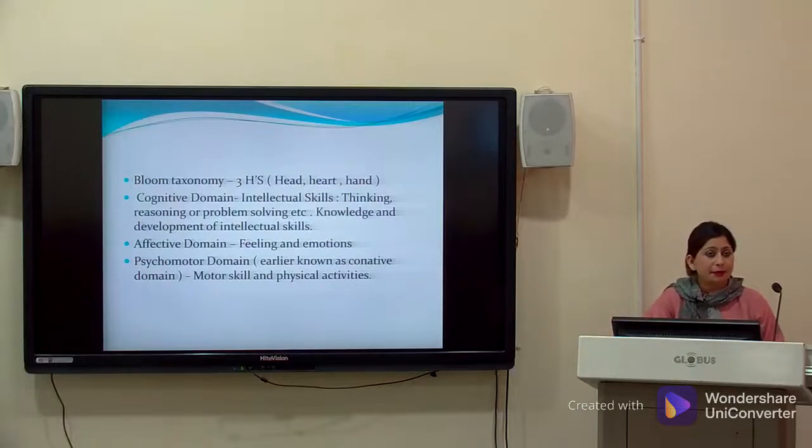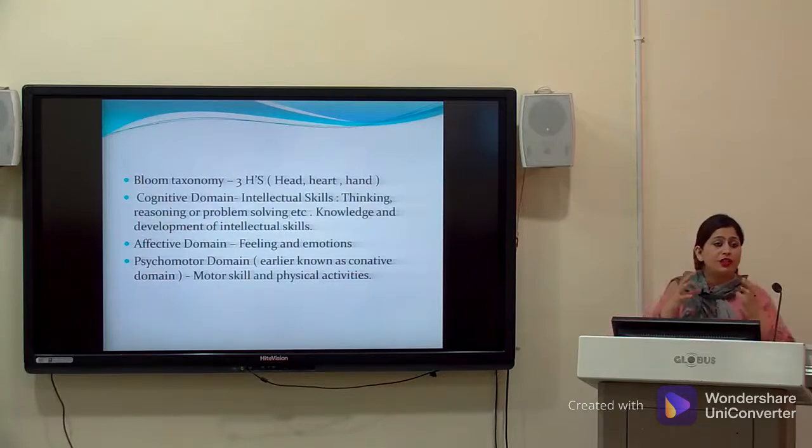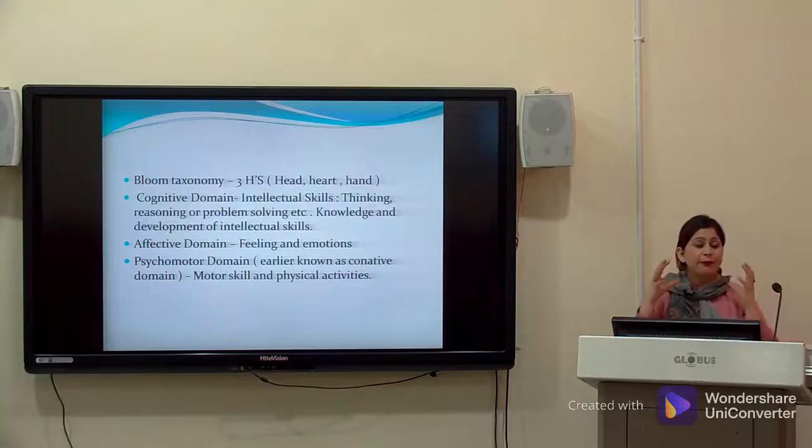So the head part, that is the cognitive domain. Now what is the cognitive domain? As I said, it's linked with the head part. The head means your brain. So the learning objectives here will be linked with our head part, the brain part. Those intellectual skills, through our brain we think, we reason, we do problem solving, that will range from lower to higher.